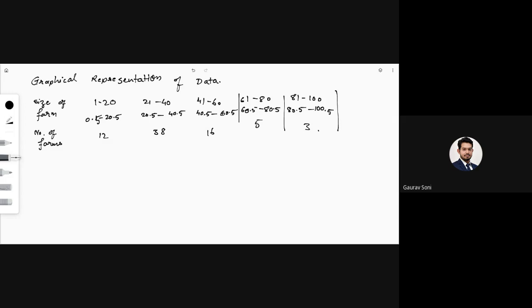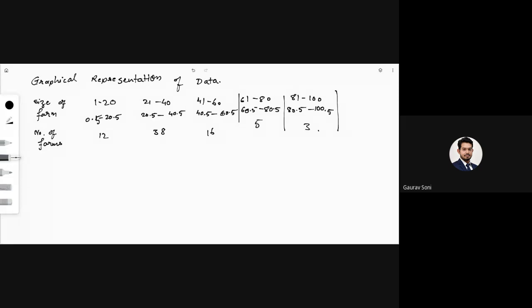Okay, and then only I can go for the histogram. So what is a histogram first of all? Histogram is the way by which you can graphically represent the frequency distribution. First thing, it is a series of adjacent rectangles which are erected on the x-axis with class interval as their base.